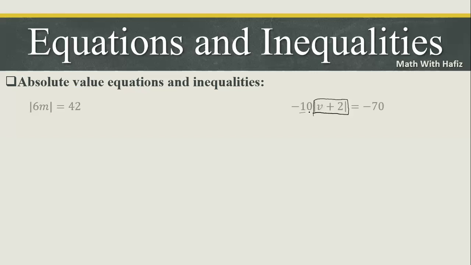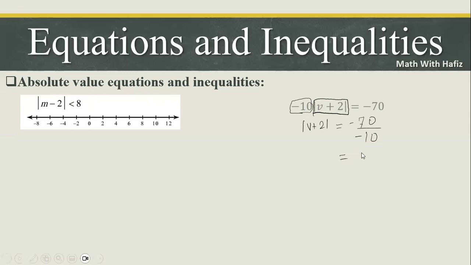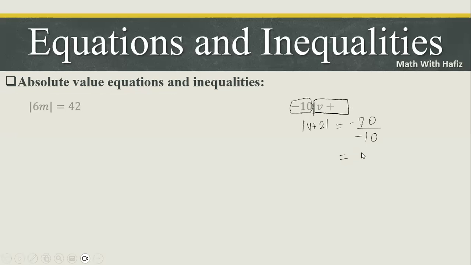But in this case, we have something outside also. First, you will bring the absolute function to the left side and remove everything on the other side. So it will be negative 70, as negative 10 was in multiplication. On this side it will be division, and negative 70 divided by negative 10 is 7. If you have any other answer, you can let me know. So it will be positive 7.